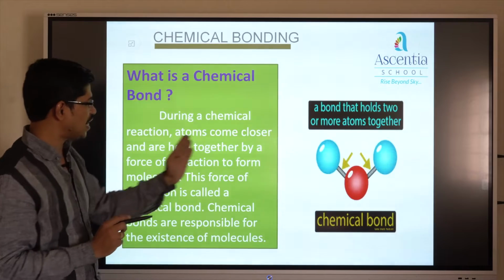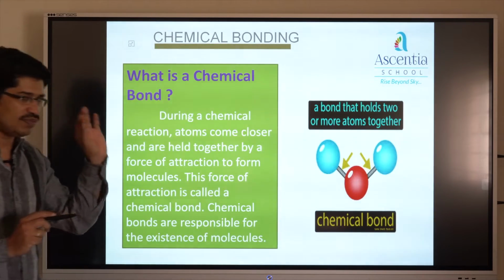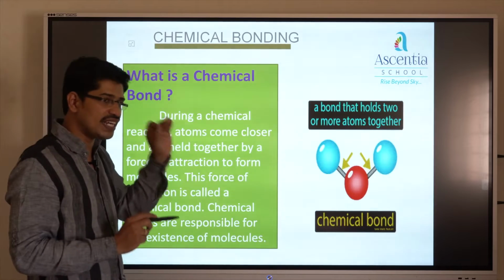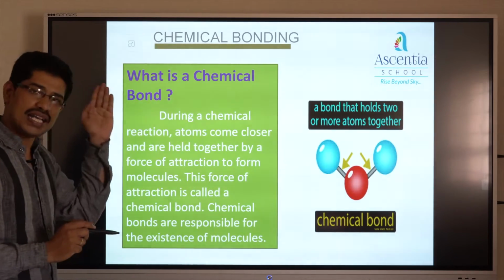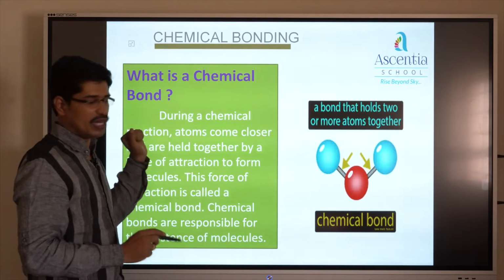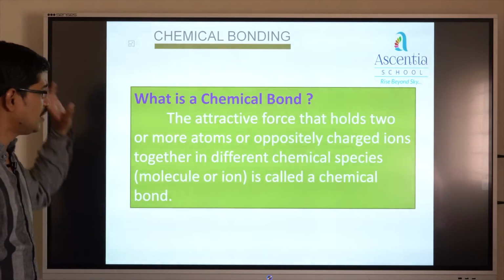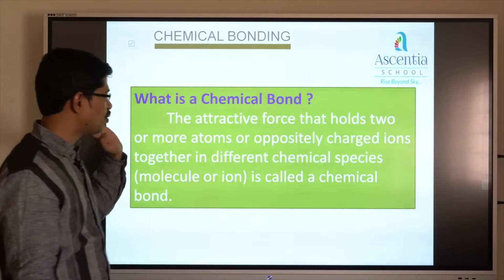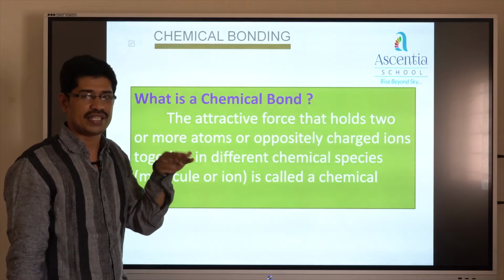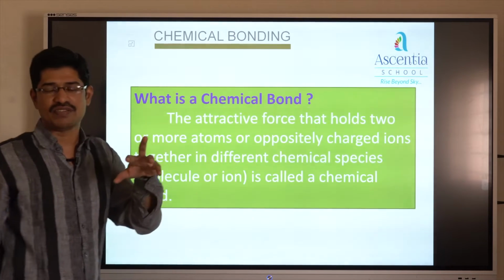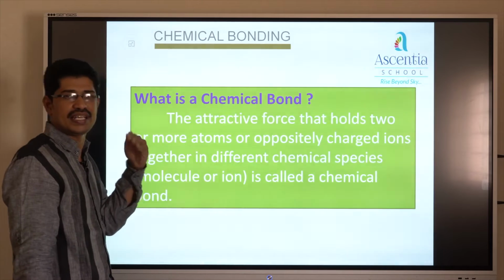During a chemical reaction, atoms come closer and are held together by the force of attraction to form molecules. The force of attraction which holds together hydrogen and oxygen atoms in the case of a water molecule is called a chemical bond. A little more explanation: chemical bonding is the attractive force that holds two or more atoms, oppositely charged ions, or different species together. It may be ions, it may be sharing of electrons. We shall further discuss how many types of chemical bonds there are.